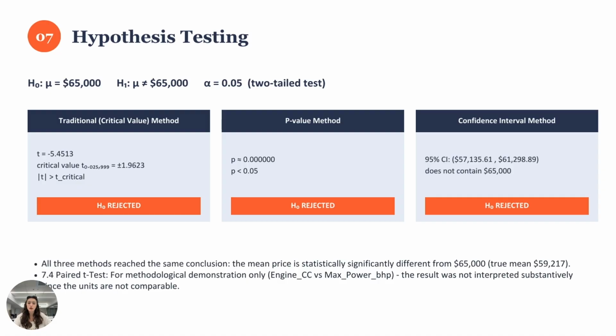and the 95% confidence interval, $57,135 to $61,298, does not include $65,000. All three methods reject the null hypothesis. So our mean price of $59,270 is significantly lower than $65,000. We also ran the required paired t-test in part 7.4, but engine size and horsepower have different units, so it was only for demonstration. Now let's compare different groups.